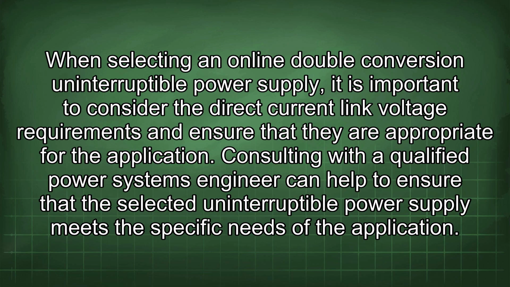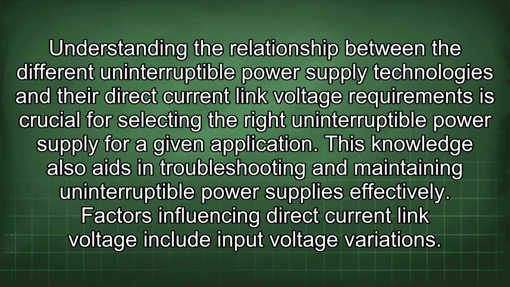needs of the application. Understanding the relationship between the different uninterruptible power supply technologies and their direct current link voltage requirements is crucial for selecting the right uninterruptible power supply for a given application. This knowledge also aids in troubleshooting and maintaining uninterruptible power supplies effectively. Factors influencing direct current link voltage include input voltage variations.